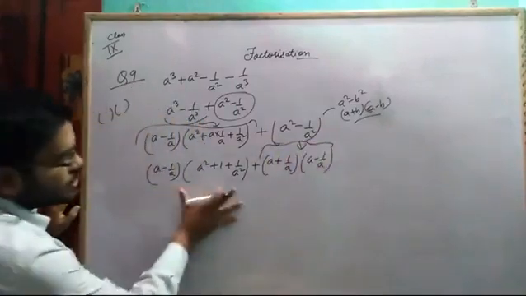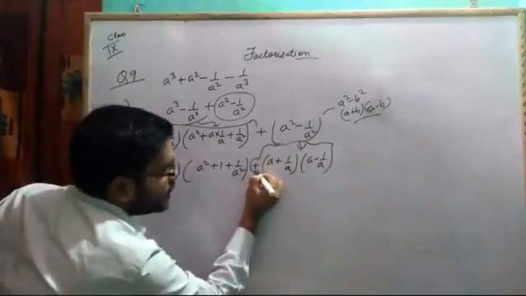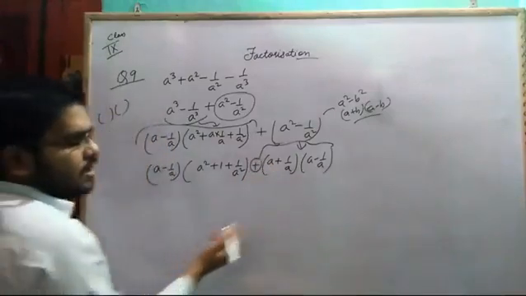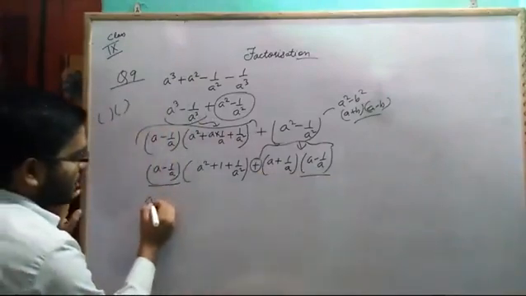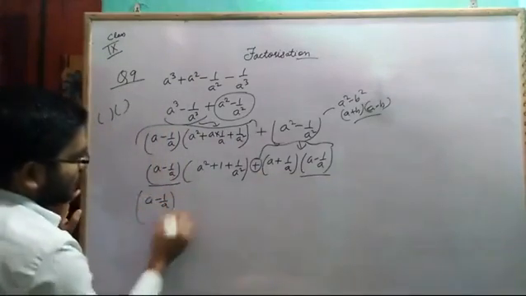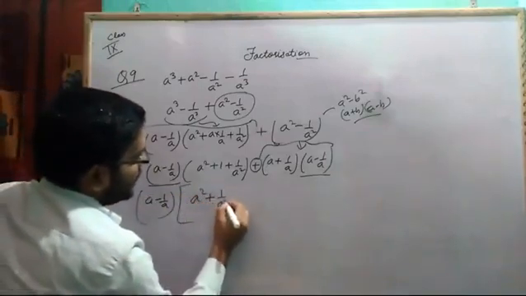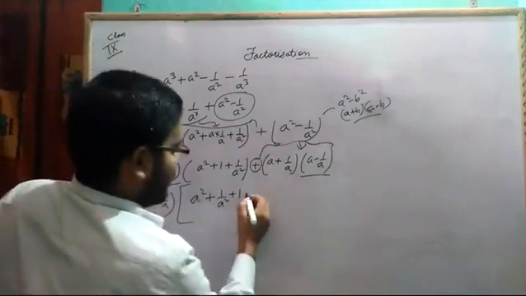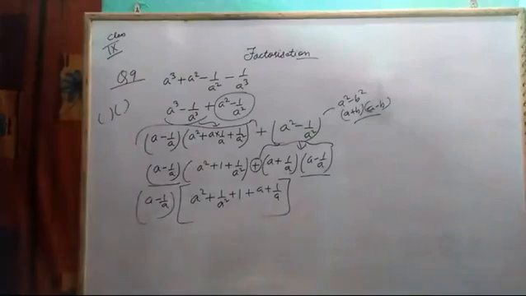Now in these two, you see, these are in product form. Our task is to anyhow remove this plus symbol. Now a minus 1 by a is common. We can take out a minus 1 by a. Then I will be left with a square plus 1 by a square plus 1 plus a plus 1 by a. Is it? Now our answer will be this much.